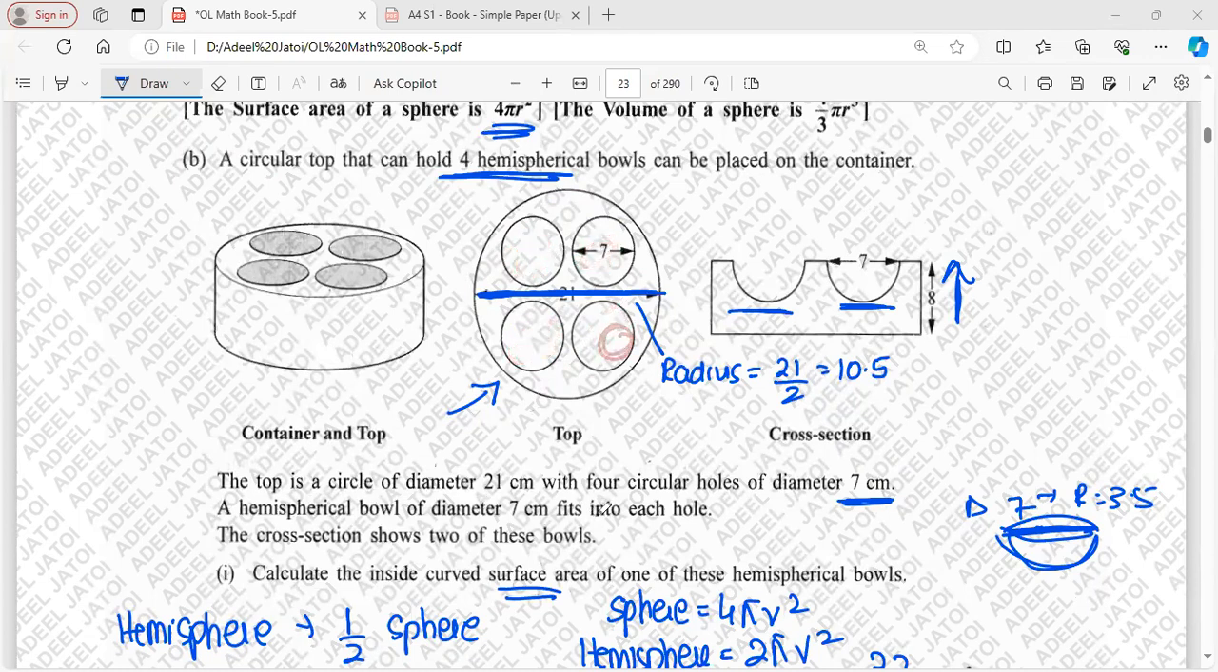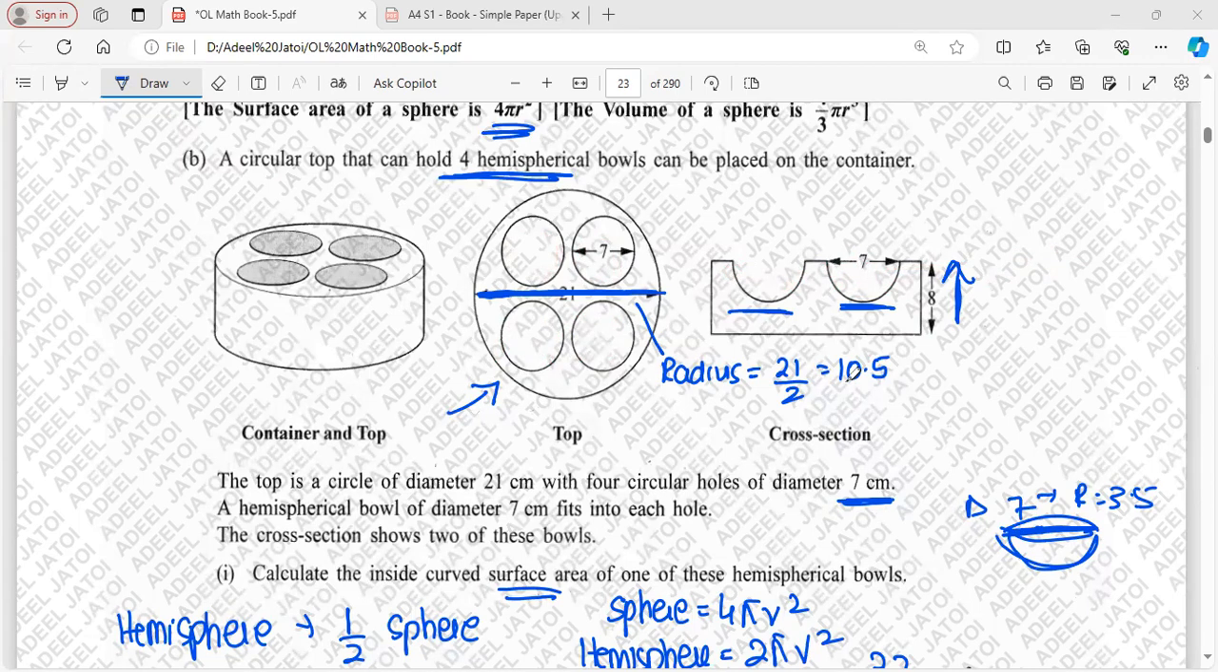The top of the circle has 4 circular holes of diameter 7, and a hemisphere ball of diameter 7 fits in each. So that means we do not need these top circles. We will subtract these circles from the entire circle, so only the top part will be taken, but we will also be taking the inside surface area of the hemispheres, which is 2 pi r square, and then we'll multiply it by 4.